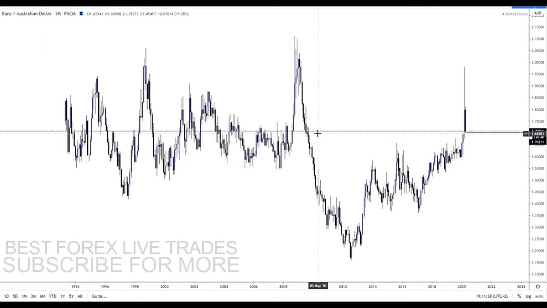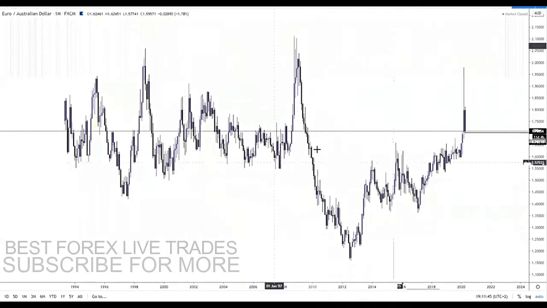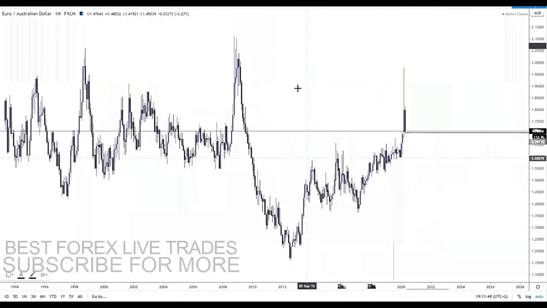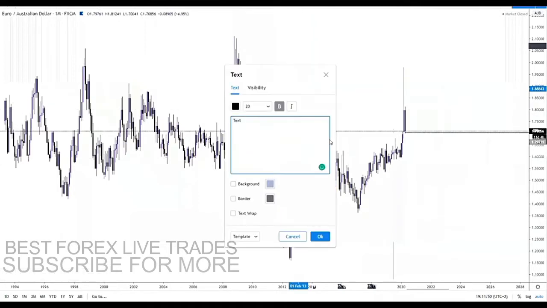So remember that whenever you're trading, there are two types of analysis that are done, right? The first one is called the top-down analysis. Then we have the second one, which is called the bottom-up analysis, right?